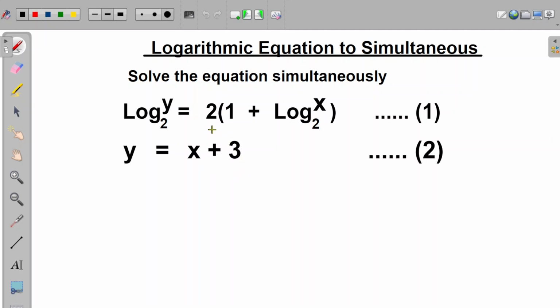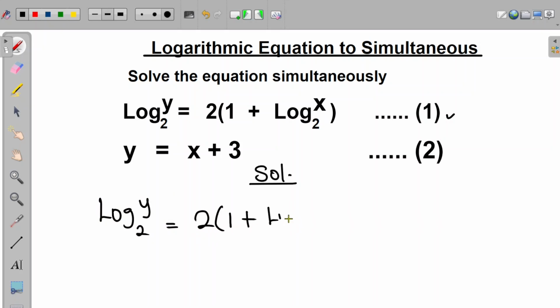In this video, we are asked to solve the equation simultaneously. So let's get started. Let us consider equation 1. So we have that this is log y in base 2 is equal to 2 multiplied by 1 plus log x in base 2.